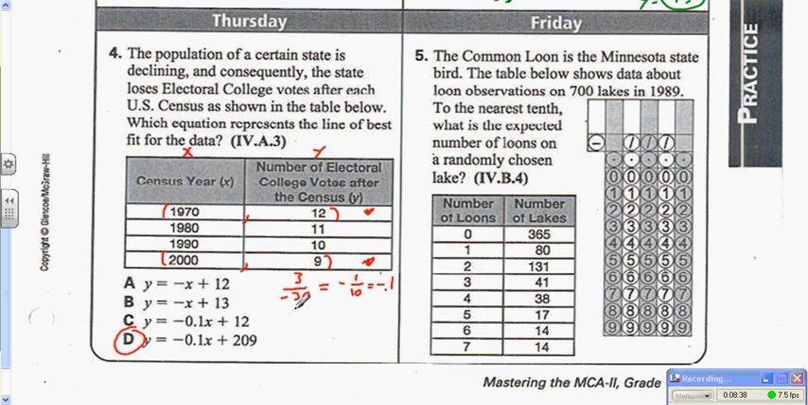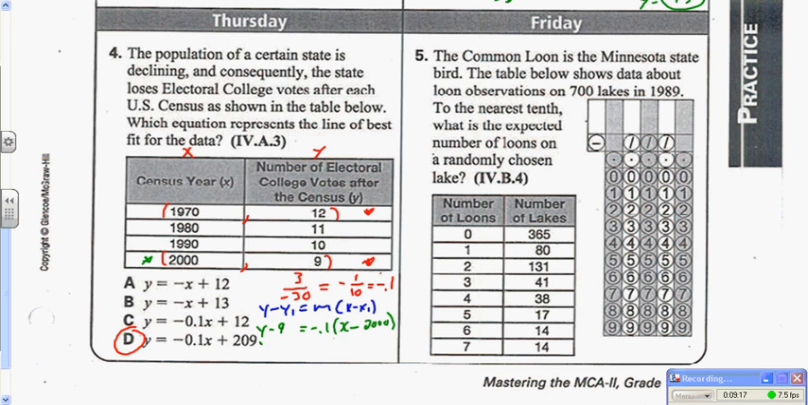Now if I use the equation y minus y1 equals m times x minus x1, I know what m is. It's negative 0.1. X minus x1, well, we can choose any of these points. I'm just going to use 2000. That's the x. And then y minus y1, which is 9. I'm just using this coordinate now to plug in, because all I need is 1 point.